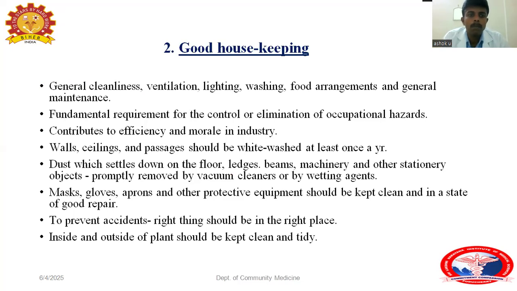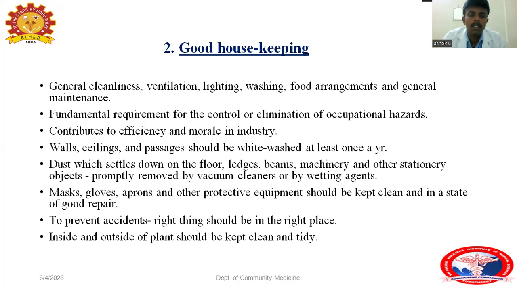The next is good housekeeping, that is general cleanliness, ventilation, lighting, machine arrangements, and general maintenance. It is a fundamental requirement for control or elimination of health hazards and contributes to efficiency in industry. All ceilings and facilities should be wiped out at least once a year. Dust that settles on the floor, ledges, beams, machinery, and other stationary objects must be removed by vacuum cleaners or by wetting agents.